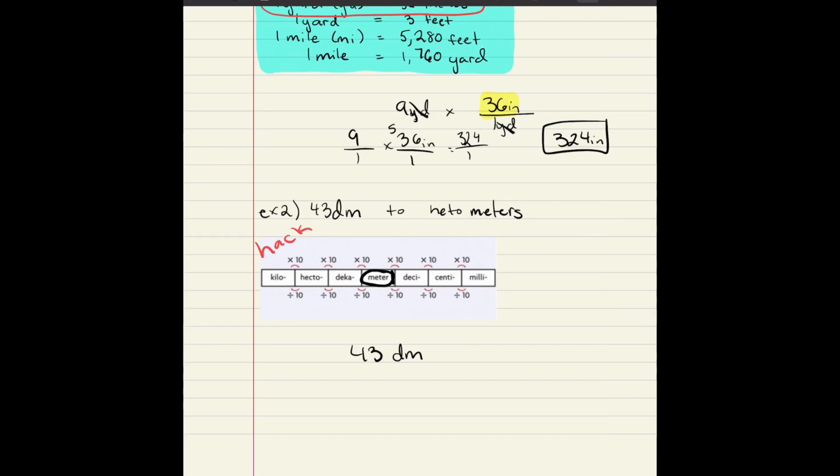So if we're going from 43 dm, which is decimeter, we would start here at deci. And this represents our decimal, right? This is our decimal. And we want to go to hecto. Oh, I forgot the C in hecto. Let's add that.